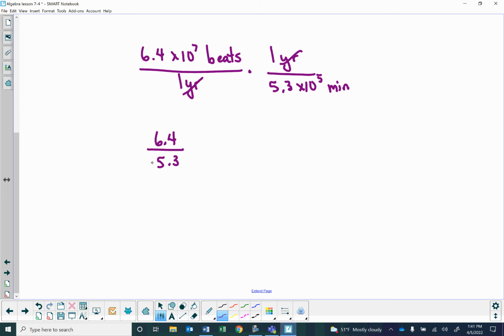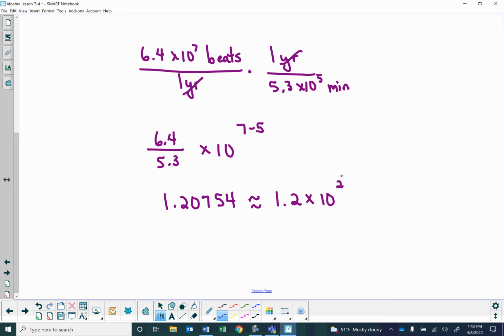So I'm going to do those a little separately. Times 10 to the 7 minus 5. So I'm going to take 6.4 and divide it by 5.3, and it's going to be an obnoxiously long number. Okay. So 6.4 divided by 5.3 comes out to be about 1.20754. So we're going to round that to about 1.2, because that's a whole lot easier to deal with, times 10 to the second power, because 7 minus 5 is 2.